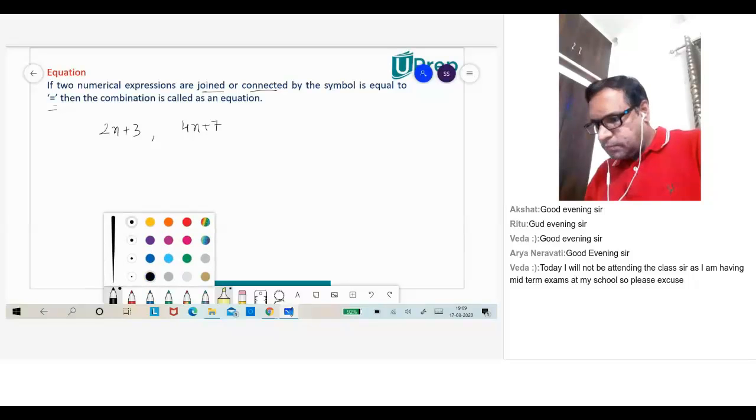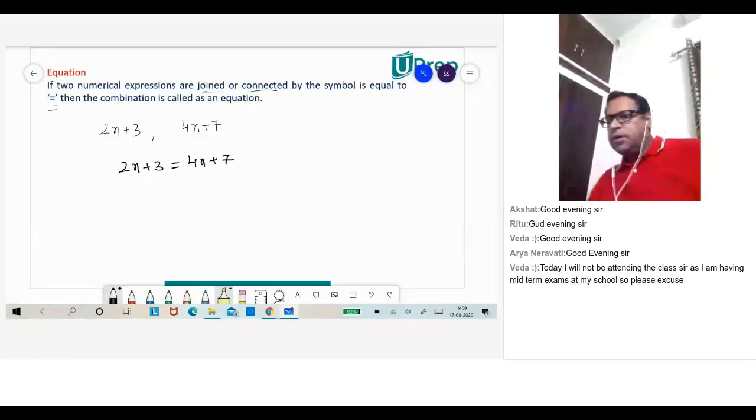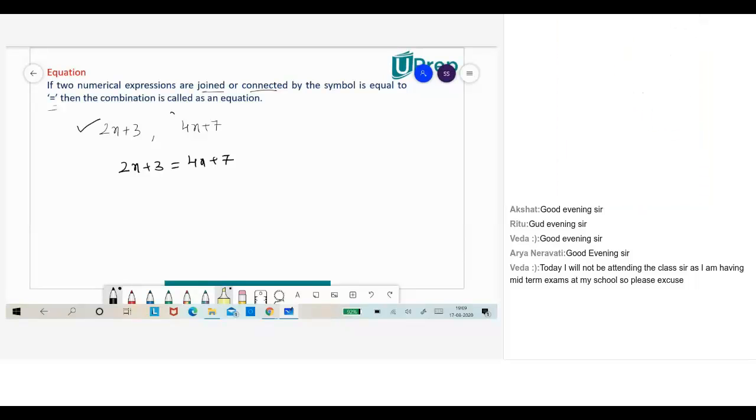Clearly, if you understand, this is what we call an equation. So, if two numerical expressions are joined by the symbol equality, then the combination is called an equation. Here, this is one expression, 2x plus 3. This is another expression, 4x plus 7. These two expressions are connected by the equality symbol, so we call it an equation. So, this is an equation.